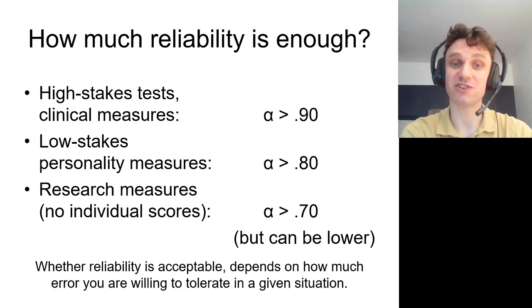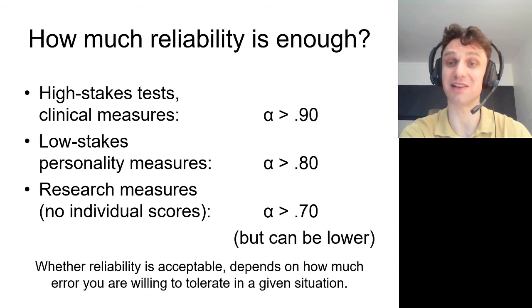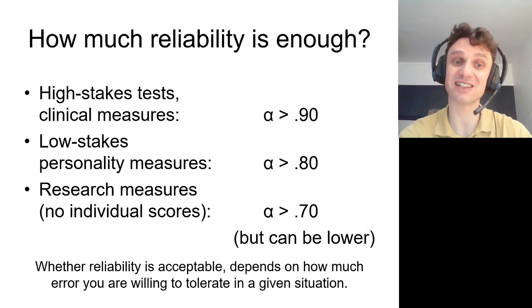For research measures, most reviewers and most people would say that like 0.70 is acceptable reliability, but there is no lower bound. If you are not making conclusions about individuals, especially if you are averaging this score across large groups like countries, even if your reliability is 0.3, this might be fine.